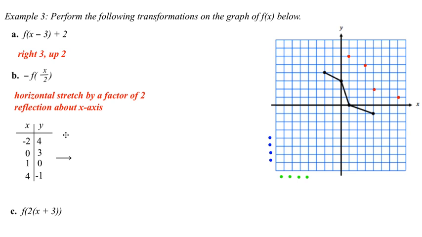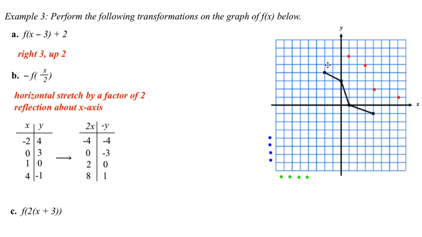And what you're going to do is multiply each of the x variables by 2. That will be the horizontal stretch. And then you're going to do the reflection about the x-axis. And what that's going to do is negate y. Okay, so here's 2 times all of the x variables, and then the opposite sign for the y variables, and then just replot those points.